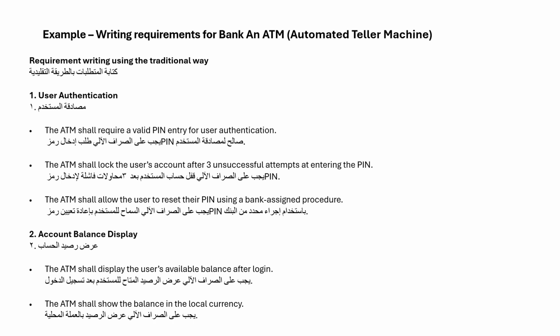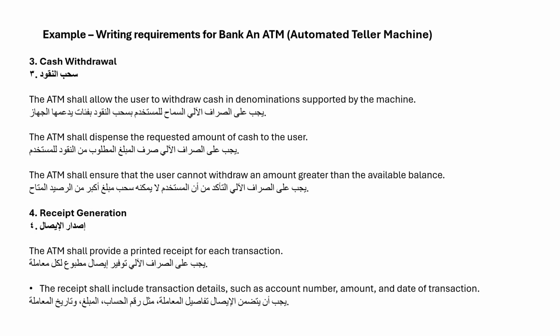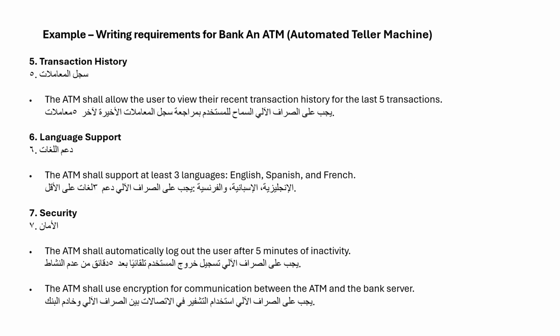For account balance, by the way, this is like developing software for an ATM machine, where you get money using your bank card. The ATM shall display, etc. I'll let you read this, it's easy to understand. Moving on, this is how the system is going to withdraw cash. We have these three requirements, and then number four, also for getting the receipt, and five, six, seven. All of these requirements use the traditional way.